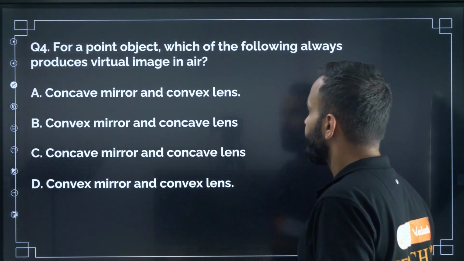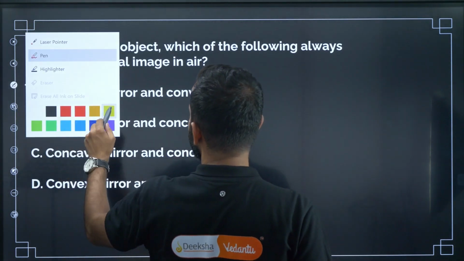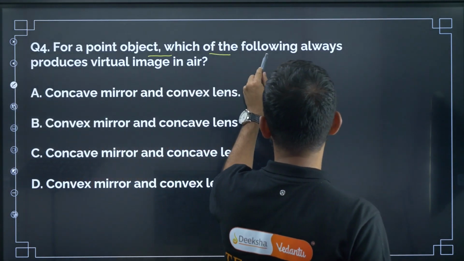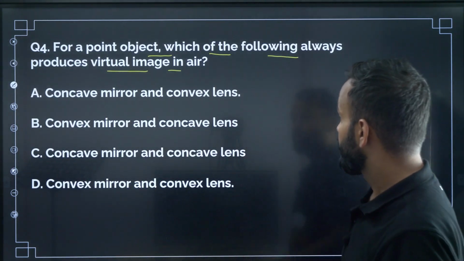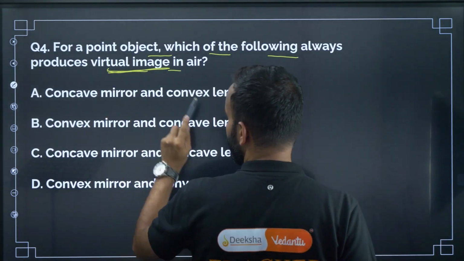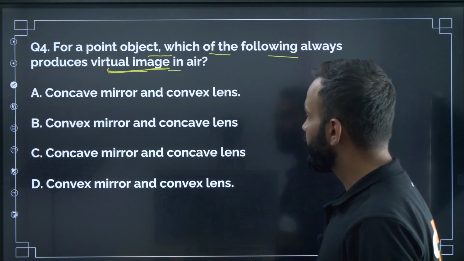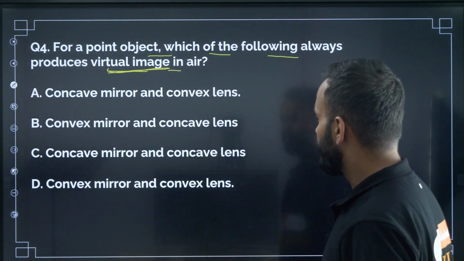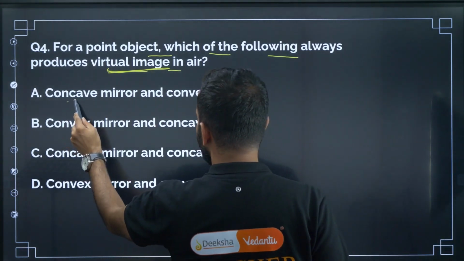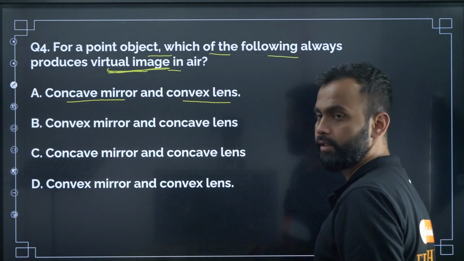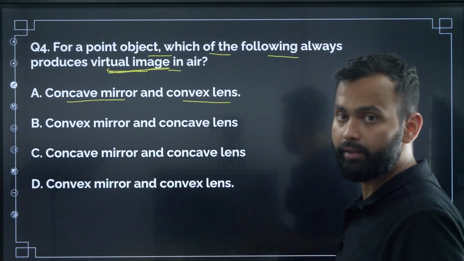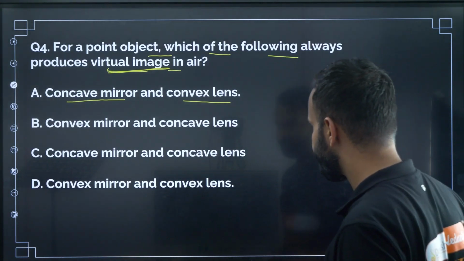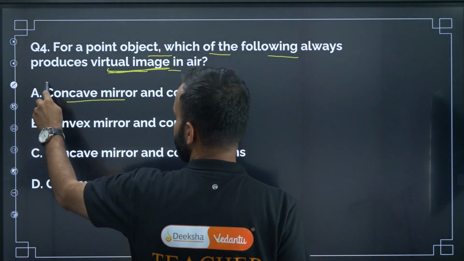Question number 4. For a point object, which of the following always produces virtual image in air? Okay, so virtual image in air. So concave mirror and convex lens. Here image produced by concave mirror and convex lens is always real, most of the times it's real. So option A is wrong.